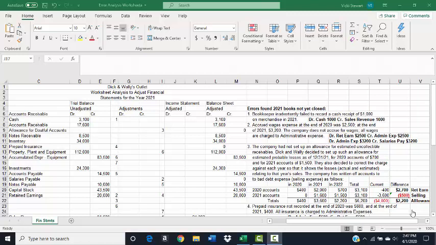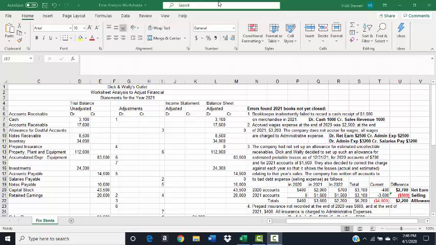This is a demonstration of using a worksheet to adjust financial statements for error corrections. And this is an example that was given in your textbook, and I'm going to work it on a spreadsheet so that I can help you to understand how to make the corrections for these errors.